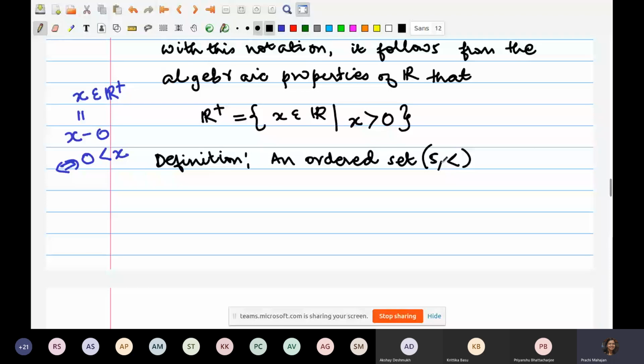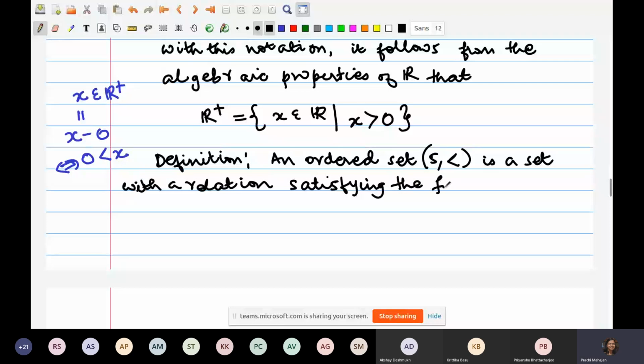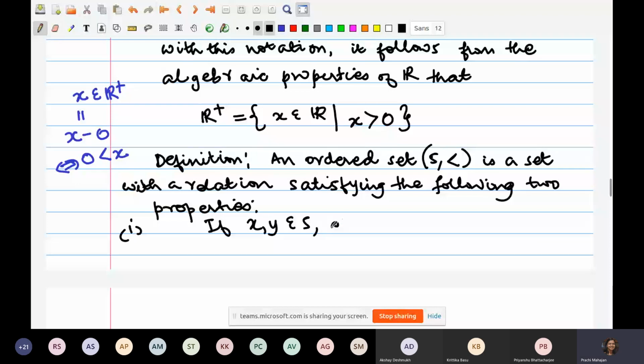An ordered set, so there are two things to this. You have a set and a relation. It is a set with a relation satisfying the following two properties. What are those two properties? First one, if I have two elements in this set, then exactly one of the following statements is true. One and only one of the following statements is true at any given point of time.